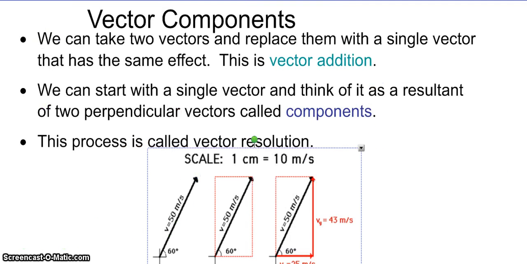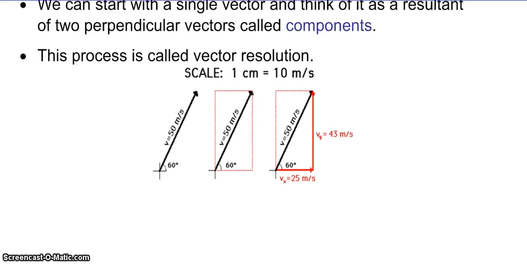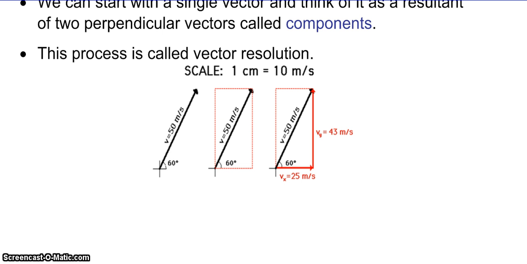What if we want to work the other way? In the last case, we can take two vectors and replace them with a single vector that has the same effect. This is the vector addition that provides us with what we call the resultant vector. And we can also start with a single vector and think of it as a resultant of two perpendicular vectors called components. So we can work backwards if we know the resultant and find the components.